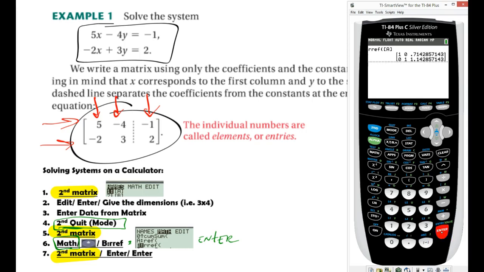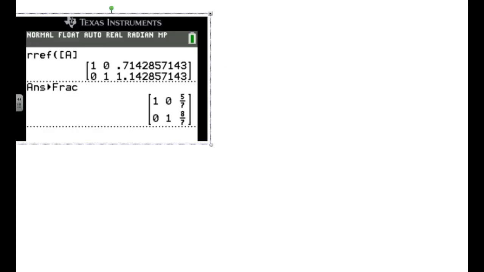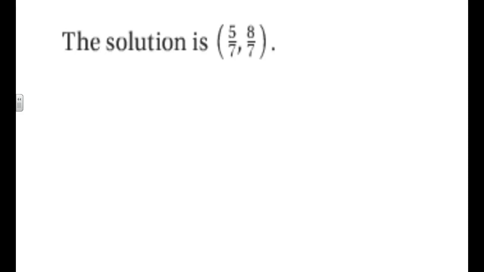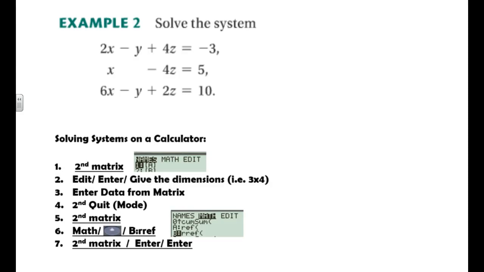So this gives me these long stringy decimal answers, so I would hit math, enter, enter, and see if I could convert that to a nice fraction, which it does. So this is a much better answer, 5/7, 8/7. I do not want to mess around with terrible decimals, because I would never know what to round to. So the exact answer is 5/7 and 8/7. That works for me. Let's try it again.